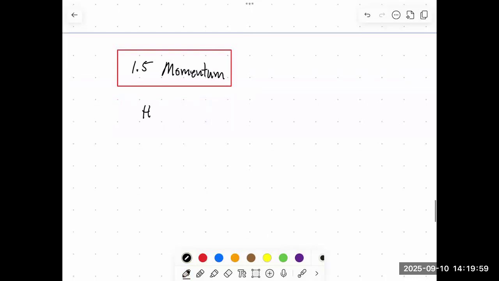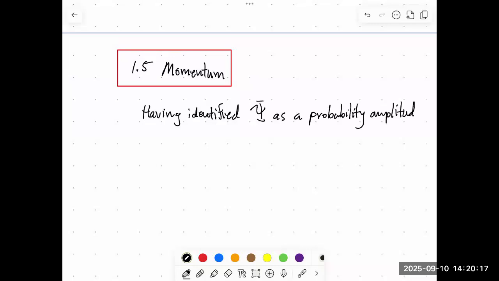Having identified the wave function as a probability amplitude, just some terminology. You will sometimes hear the wave function called a probability amplitude, and the square of the wave function a probability density. Okay, so there's a distinction between those two.